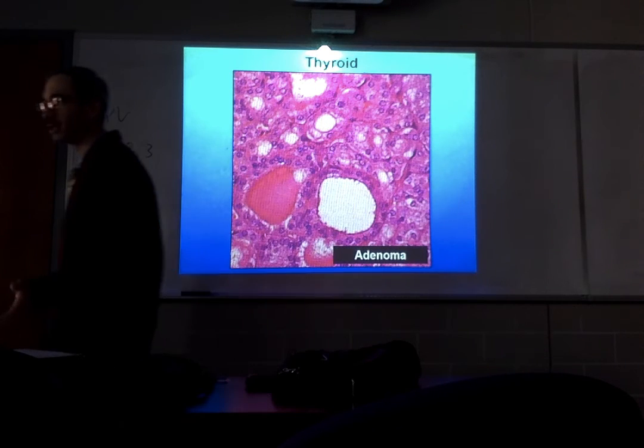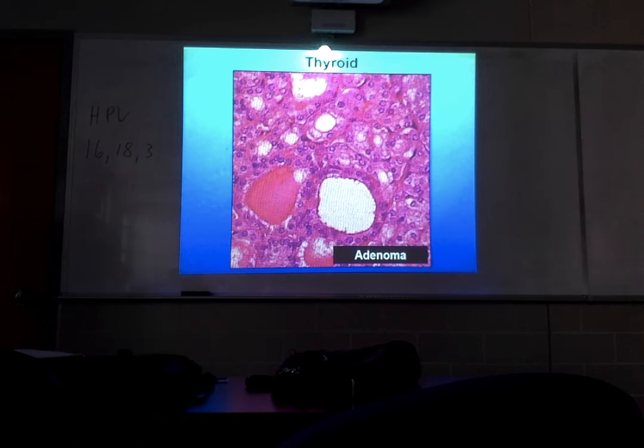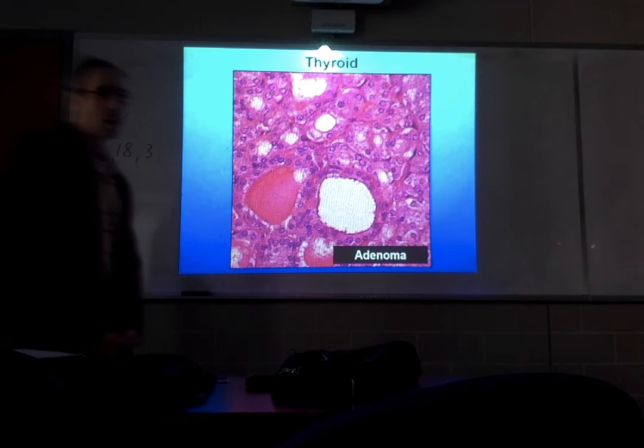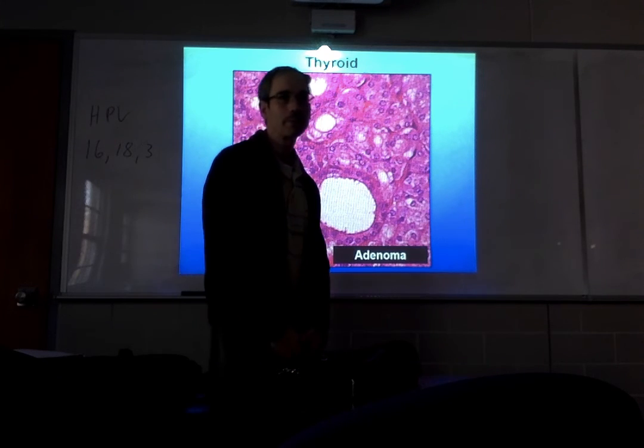Monoclonal antibodies, where do they come from? They come from plasma cells that are neoplastic. All you have to do is program a neoplastic plasma cell to produce the antibody you want, and you've got monoclonal antibodies. Okay.